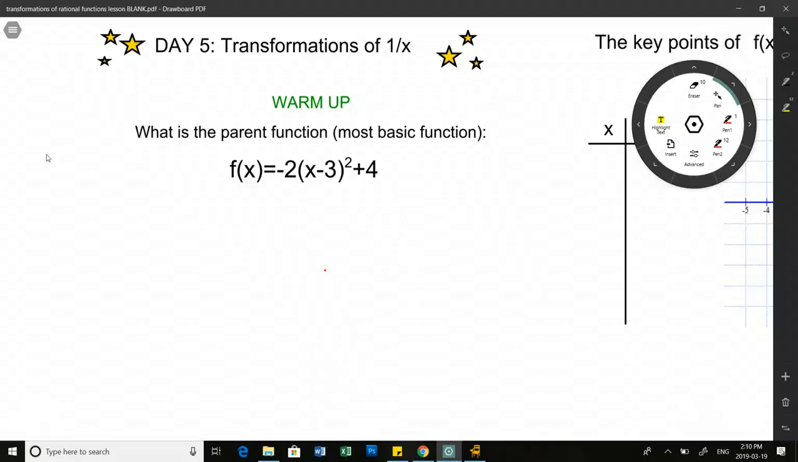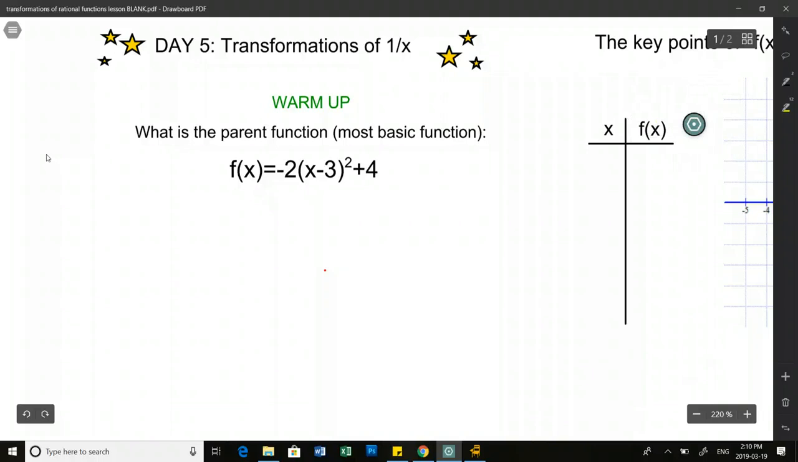All right, so before the break, we talked about transformations of two functions. So we're going to be doing 3 total. Today will be our 3rd. The first function was y equals x squared, and then the other function was a square root function.